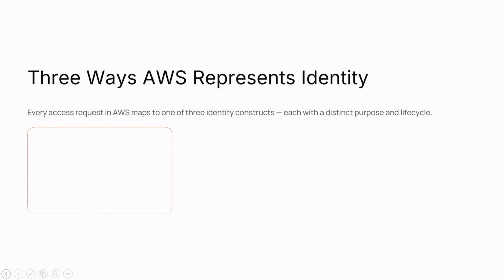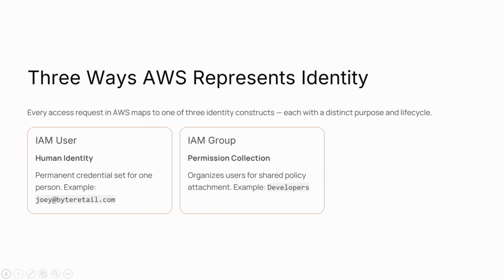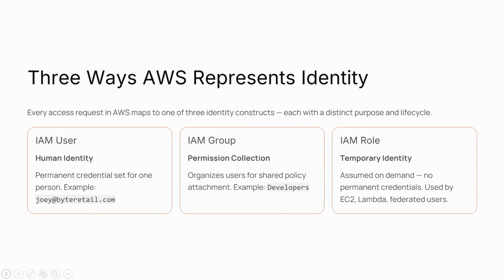The first is the IAM User. This represents a single human identity with long-term credentials. The second is the IAM Group. Groups don't create new identities. Instead, they organize multiple users so permissions can be managed together. Finally, there's the IAM role. Unlike users, roles don't have permanent credentials. They are assumed only when needed, providing temporary and secure access.